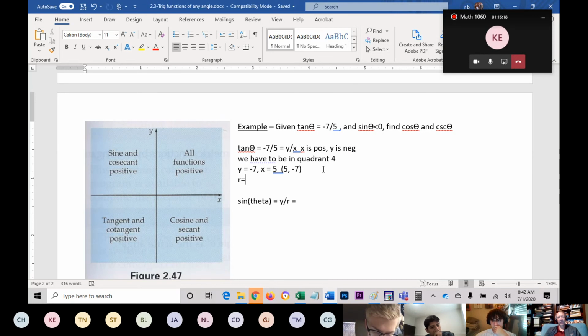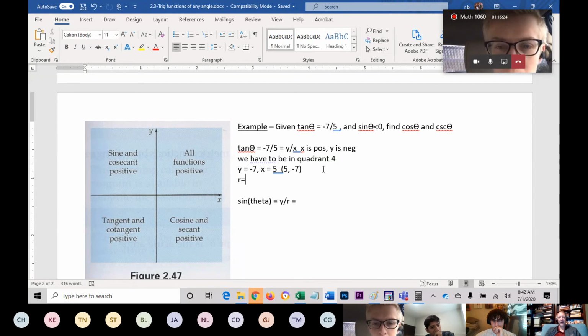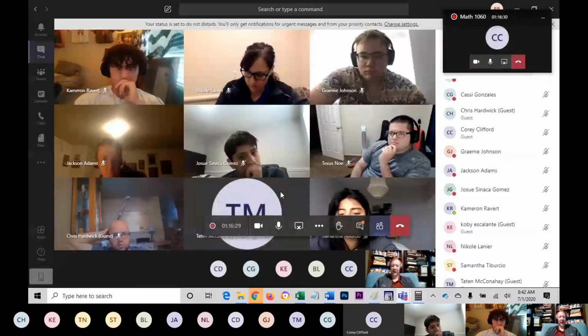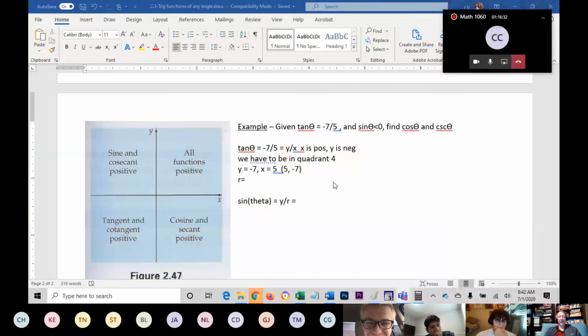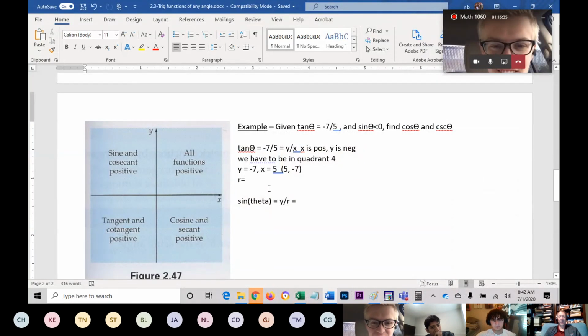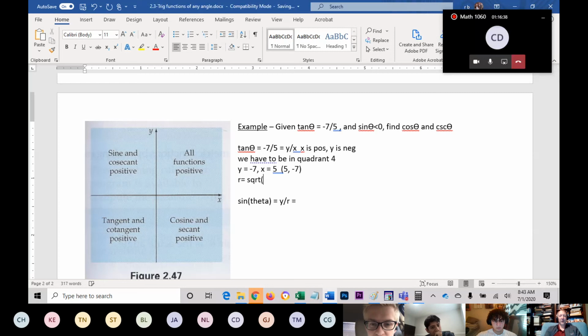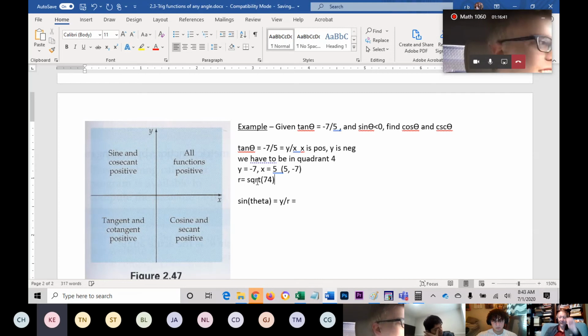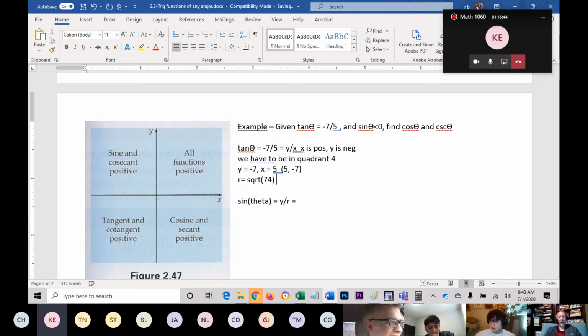Square root of 74. Oh, thank you, but we were trying to get Kobe to answer that one for us. The question is, how did Corey figure out that this is the square root of 74? Do you know, Kobe? I do not know. Okay, so it's Corey Clifford. I'm going to call you Cliff. I bet you get called Cliff all the time. Oh, I do. Yeah. So Corey, how did you get square root of 74?